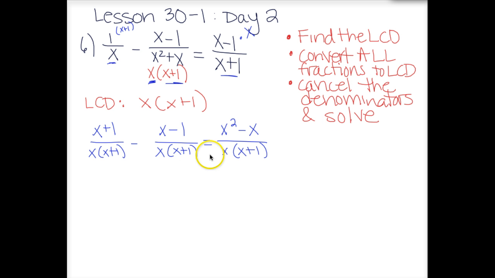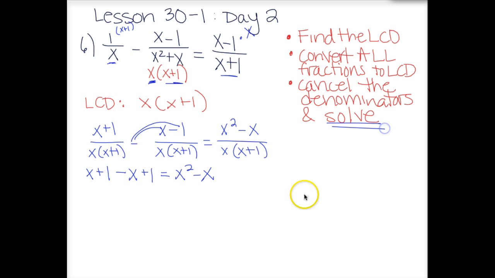Now I'm going to cancel the denominators and solve, because if we multiply the entire equation by the LCD, that's what it does. It cancels all the denominators. So I've got x plus 1 minus x minus 1. Remember, you have to distribute the negative. So minus x plus 1 equals x squared minus x.